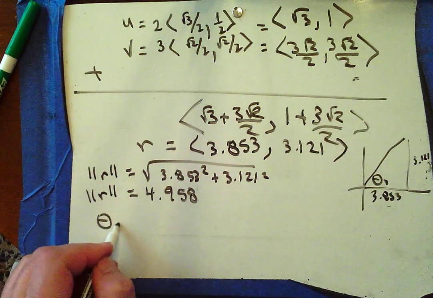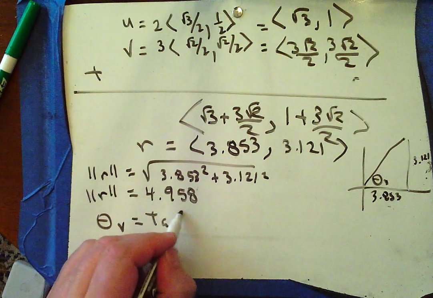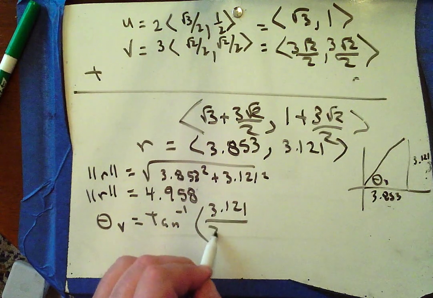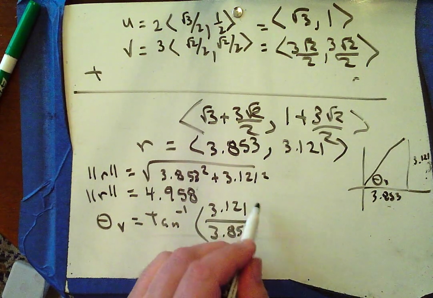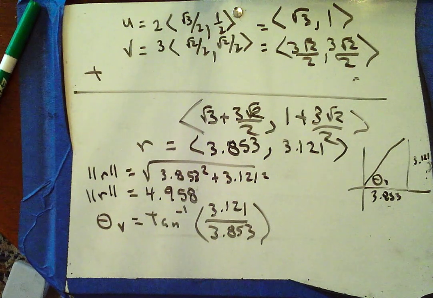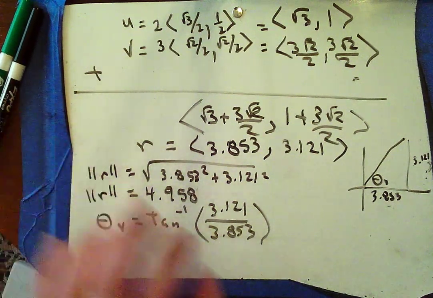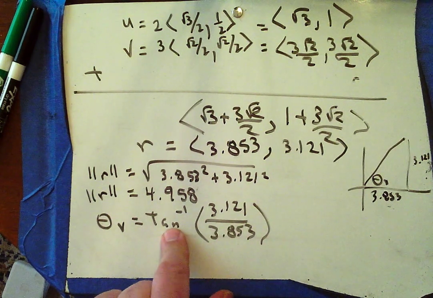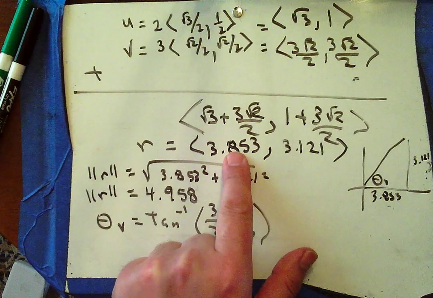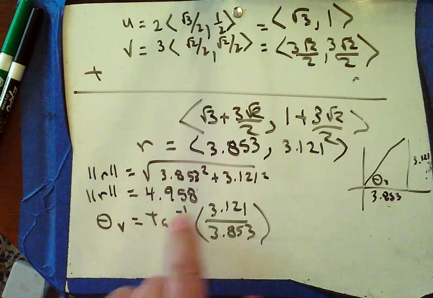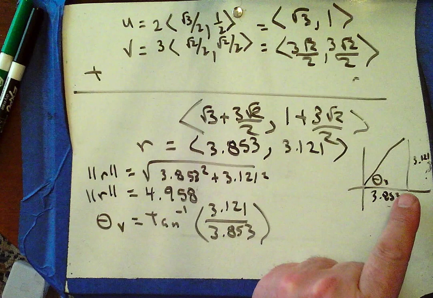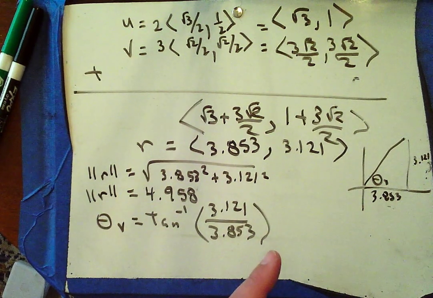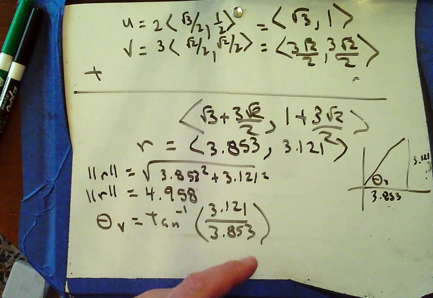Again, theta r is going to be found with the inverse tangent of 3.121 over 3.853. I think a common mistake on tests with this material is people put x values over y values even though they're doing tangent, because these x values come first. You know you're doing inverse tangent because you're looking at the picture. Draw the picture, label the picture, then think about the inverse tangent. You're less likely to make a mistake that way.